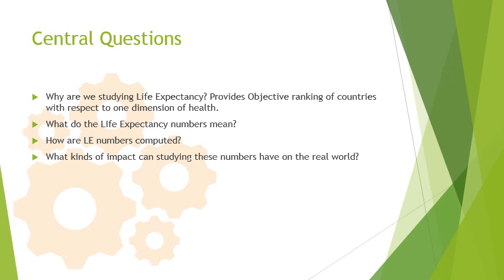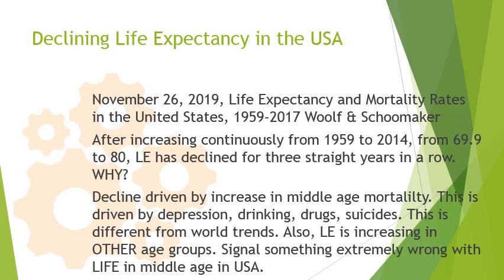And why does it matter? Why should we be studying these numbers? What impact does this have? This we will explain shortly. So a recent article published in 2019 documents that life expectancies in the USA have been increasing continuously from 1959 to 2014. But then in the last 3 years, 2015, 2016, and 2017, life expectancy has been declining.